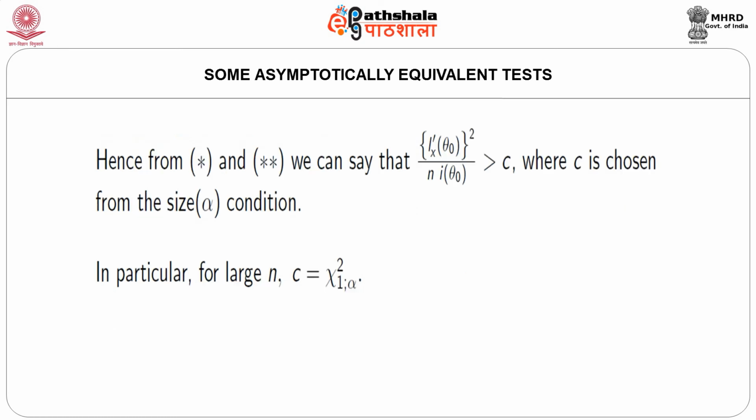Hence, from star and double star we can say that (l_x'(θ0))² by n times I(θ0) is greater than some c, where c is chosen from the size α condition. In particular, for large n, c is equal to χ²(1, α), that is the upper 100α% point of the chi square distribution with 1 degree of freedom, because for large n the asymptotic distribution of the test statistic is chi square with 1 degree of freedom under H.